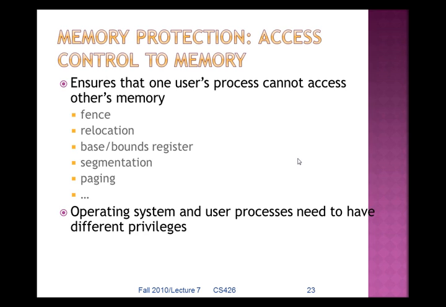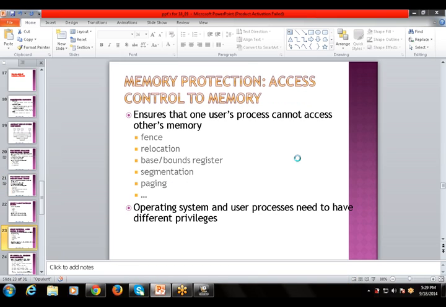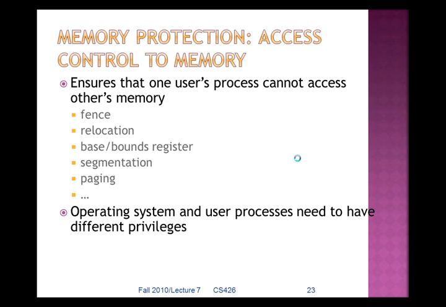Memory protection, that is, access control to memory. The next part is memory protection, that is, how to protect the memory. It ensures that a user's process cannot access others' memory. That is, if a user is accessing the primary memory or the secondary memory, it ensures that only that user accesses their own memory. No user can access the other's memory.